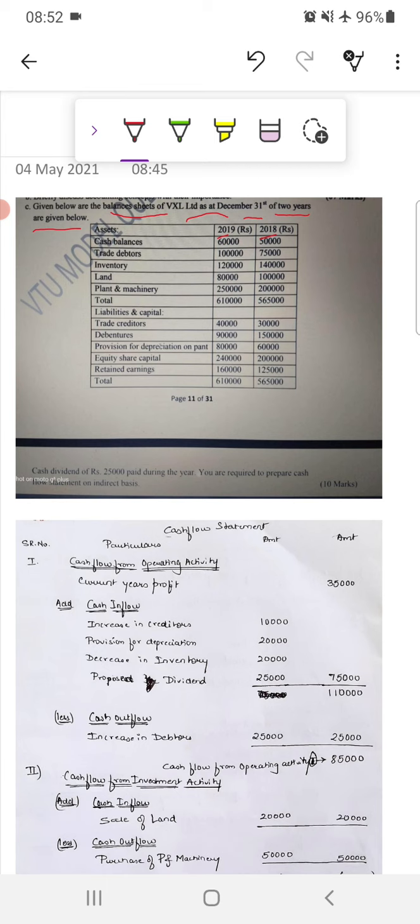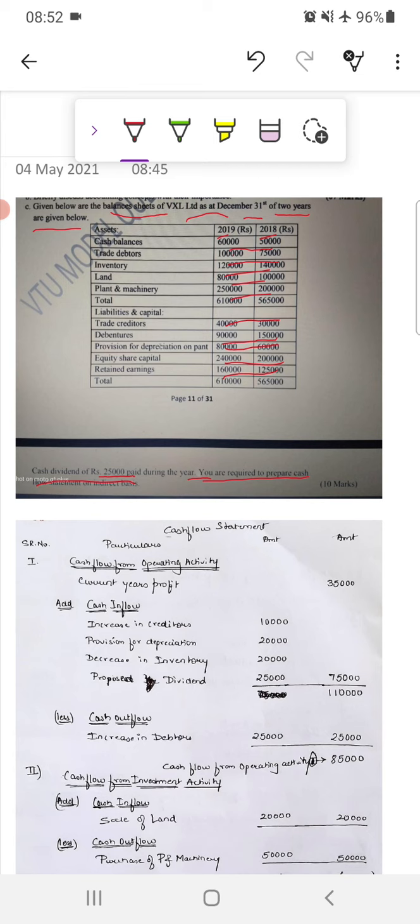So be very careful. Now, first assets are given: cash balances, then trade debtors, inventory, land, plant and machinery, total. Then trade creditors are given, debentures, provisions, equity share capital, retained earnings, and total is given. And they have also said that cash dividends of 25,000 were paid during the year. You are required to prepare cash flow statement on indirect basis. So this is the question that has been asked to us.